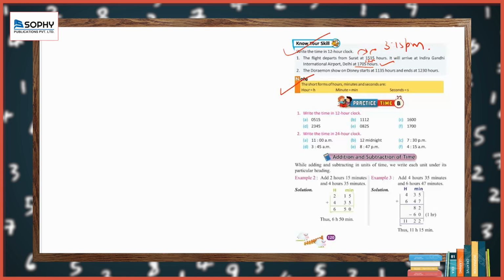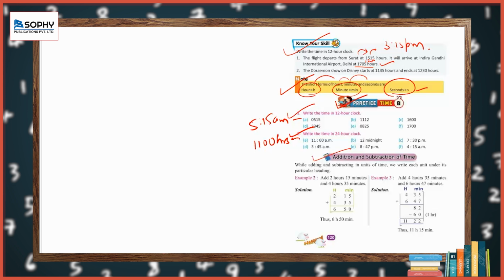Always remember, students, the short form of hours, minutes and seconds are h, minutes min, seconds s. Practice time B, students, and the first one we have to write the time in 12-hour clock, that is, very good, students, 5:15 am. And we have to write the time in 24-hour clock, this is, very good, students, 11:00 hours.